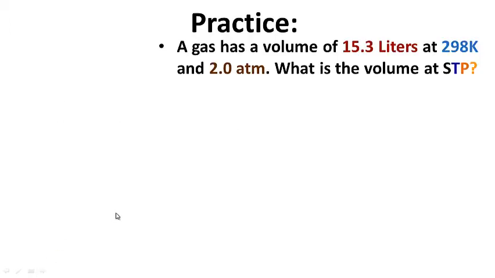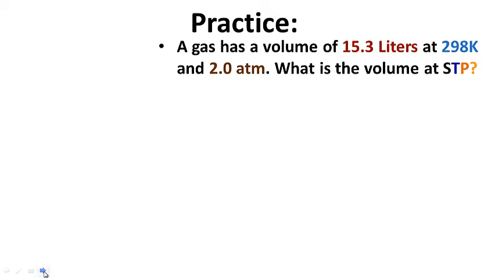All right, so practice. Using the combined gas law that you just wrote down in your notes, try to see if you can solve this problem. A gas has a volume of 15.3 liters at 298 Kelvin and 2 atmospheres of pressure. What is the gas's volume at STP? Okay, standard temperature and pressure. So go ahead and pause this while you practice this. Go ahead and hit play when you're ready to check your work.